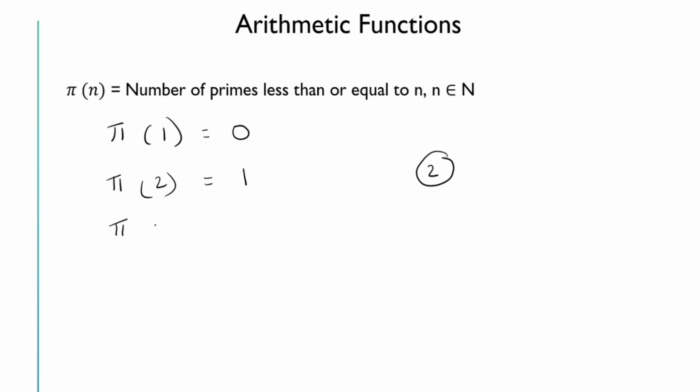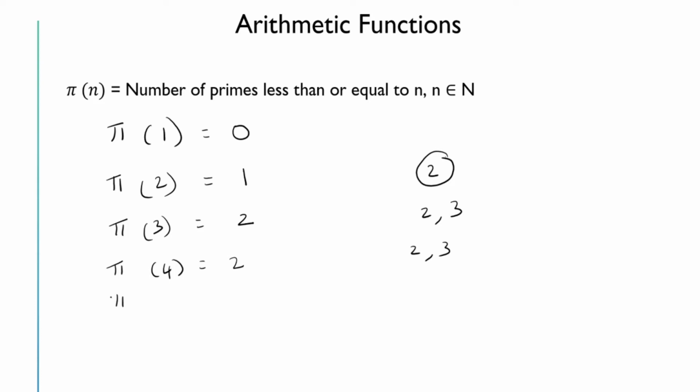Next we have 3. Now what are the various prime numbers less than or equal to 3? We have 2 and 3. So the number of prime numbers less than or equal to 3 is 2. The next is pi of 4. The various prime numbers less than or equal to 4 are again 2, because only 2 and 3 are the prime numbers less than or equal to 4. We have to consider only the positive integers, and not the negative integers.